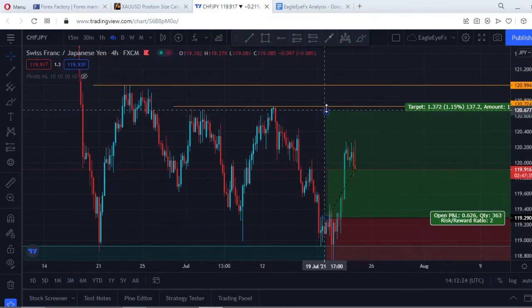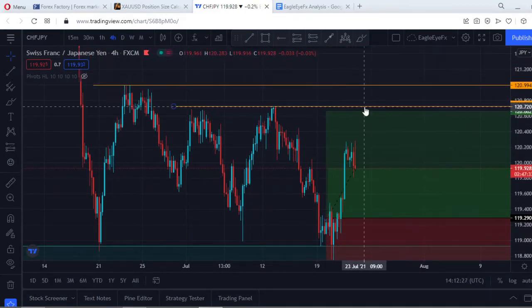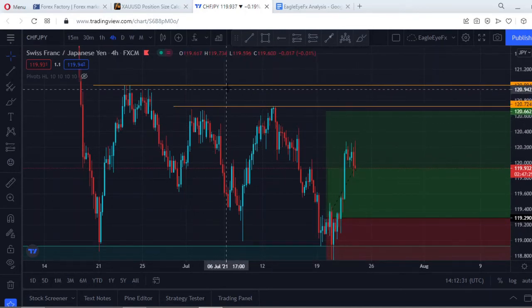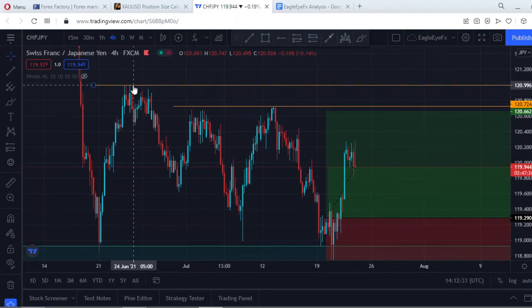Okay, so we are targeting here. This is 2 times. If this market gets here and we see that it's trying to break, then we just adjust our stop loss, and then we can target this next zone up there.